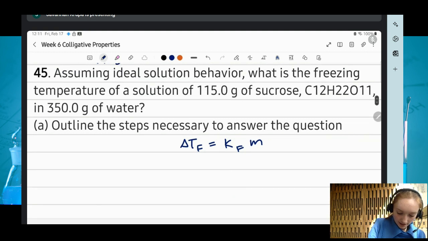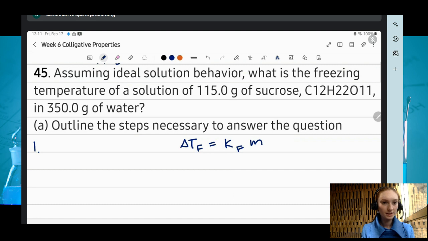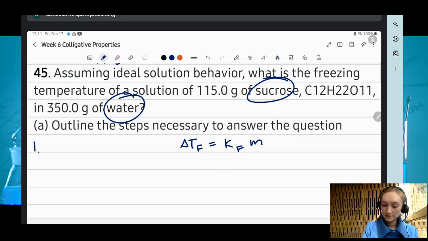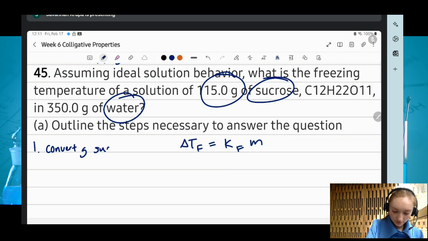And so now let's write down what we need to do. We have to find the molality. Just as we already covered, we need the moles of the solute. The solute in this case will be the sucrose. The solvent will be water. And so we have the grams of sucrose, so we'll need to convert the grams of sucrose to moles.